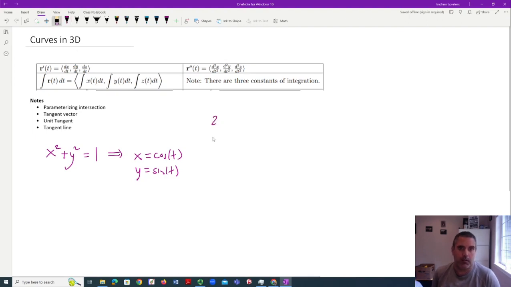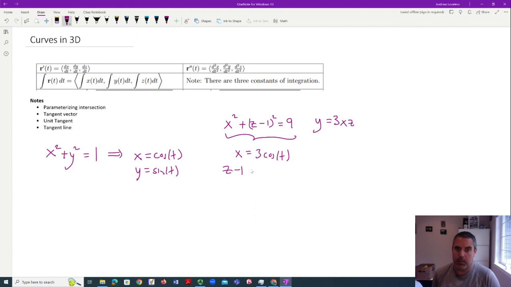Well, what am I going to do? I didn't plan this. Let's say you have something like x squared plus (z minus 1) squared equals 9, and you have y is equal to 3xz. Once again, you have a circle, and so you would say x in this case is 3 cosine of t, and you would say z minus 1 is 3 sine of t.